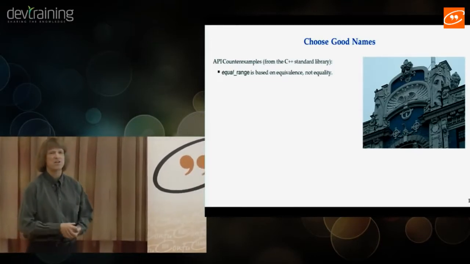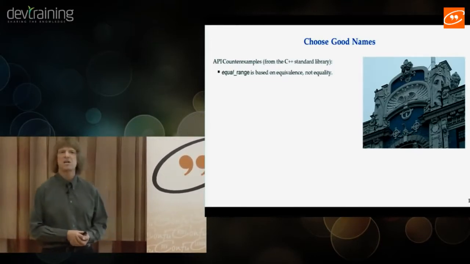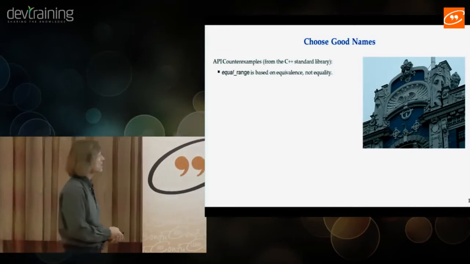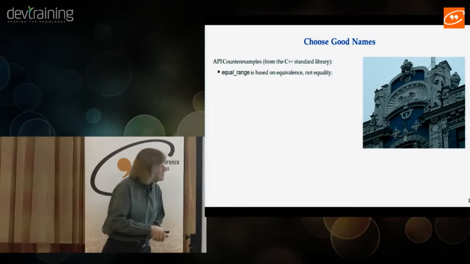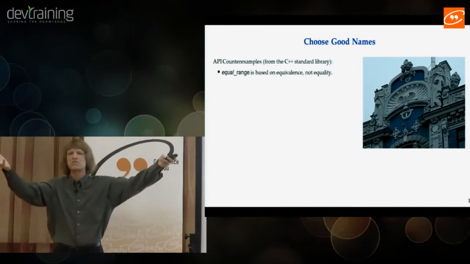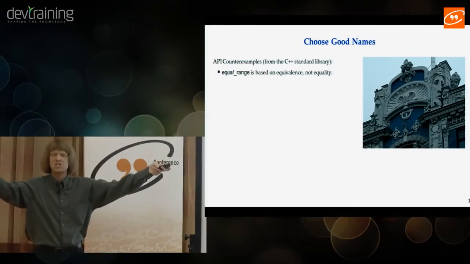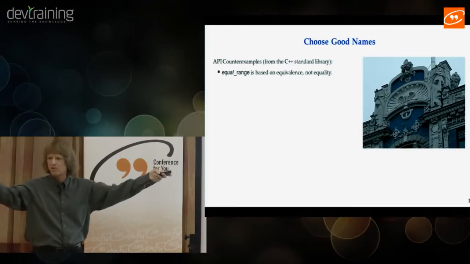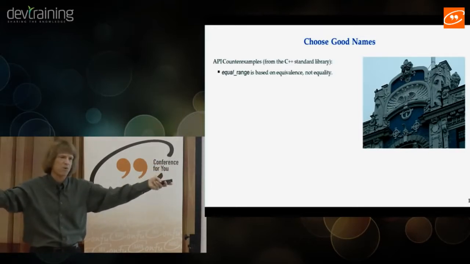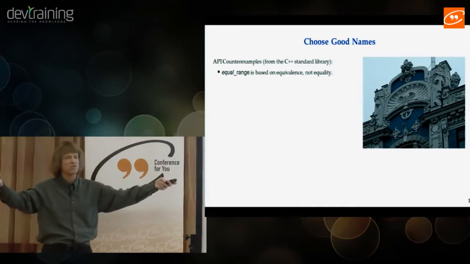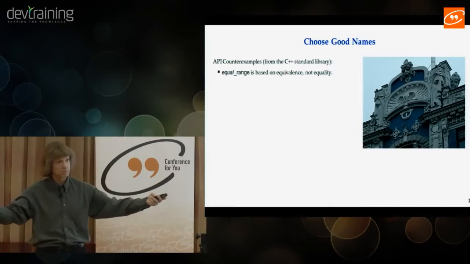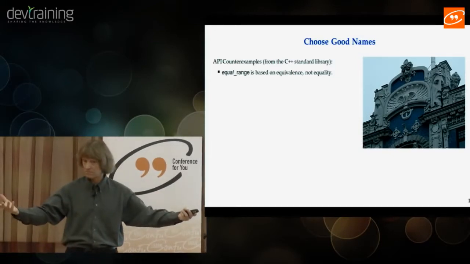So I've been talking about API design and bad names. Here's an interesting name. This is from the C++ standard library. In C++, if you want to know if 2 values are the same, there's actually 2 ways you can check. One of them is called equality. One of them is called equivalence. The difference is not important. What is important is there's 2 ways to determine whether 2 values are the same. Are they equal or are they equivalent?